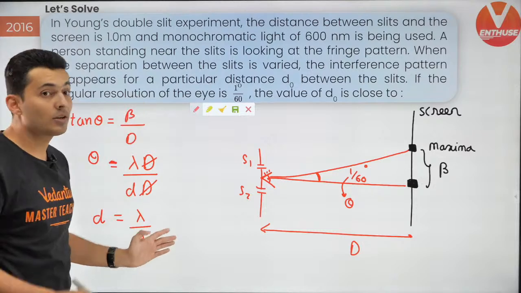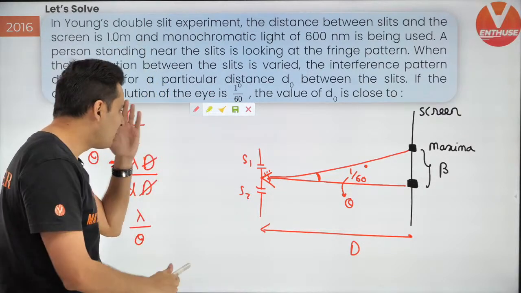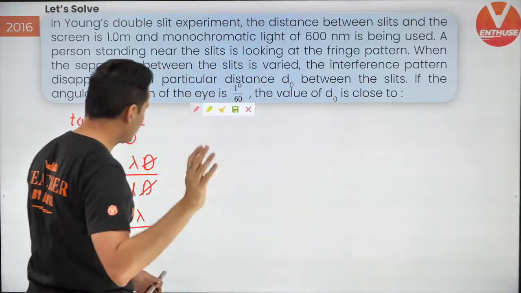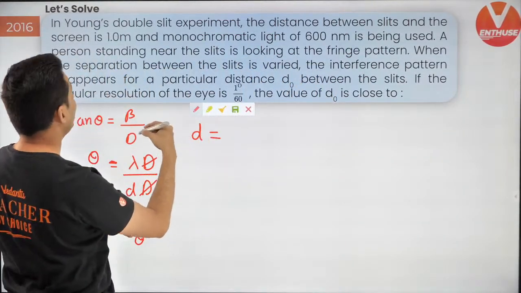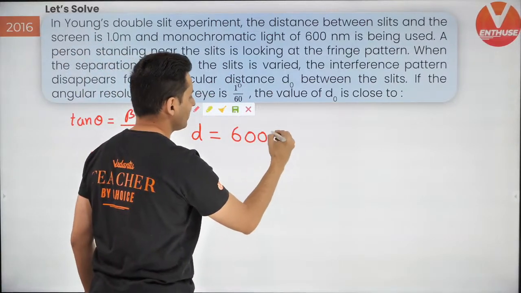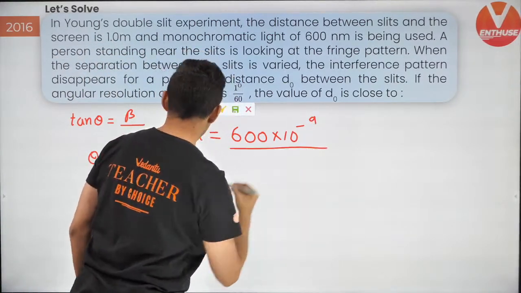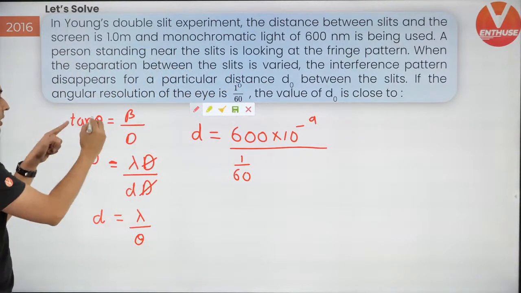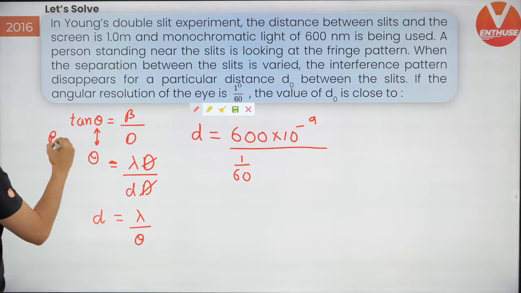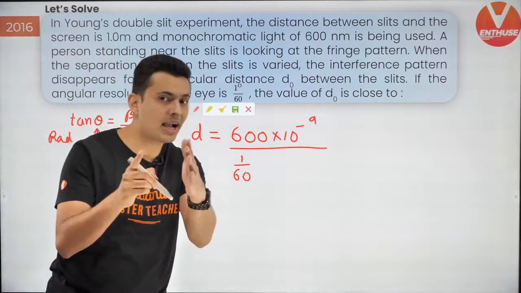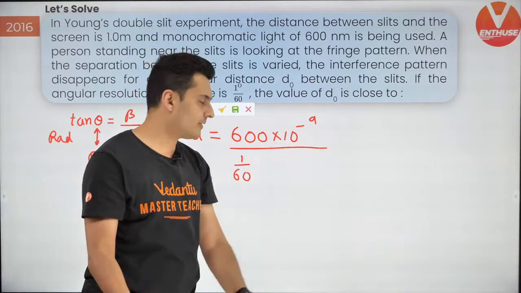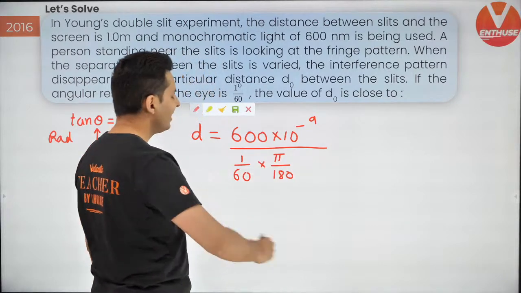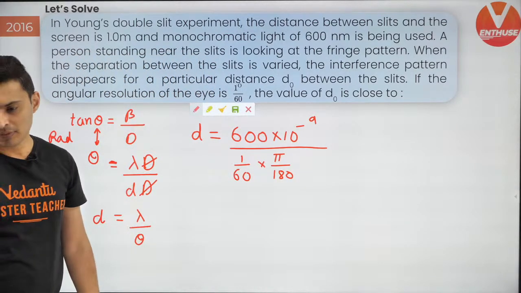Now just substitute the values, but be careful. This is where most of the people make the mistake. d is lambda. Where is lambda? 600 nanometers. Theta is 1 by 60 degrees. Be careful. Tan theta is theta only when theta is in radians, not in degrees. Keep this in mind. Common silly mistake. Don't do this. Convert degrees into radians. How do we do that? Multiply by pi divided by 180. Now do this math. You're going to get it.